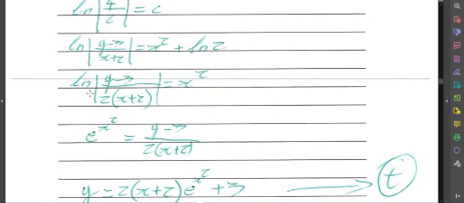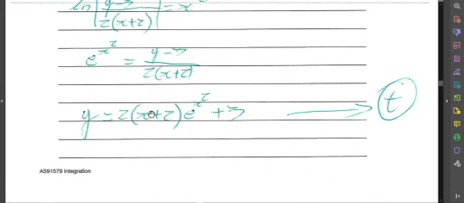What's the base of the natural log? E. All right, so I've got e to the power of x squared is equal to the subject of the log, which is this guy here. Only a little bit of rearrangement required. So this divided by this equals this, therefore y minus 3 is equal to e to the power of x squared times 2 times x plus 2, and then move the 3 to the other side, and I've got y, and that's worth a t.